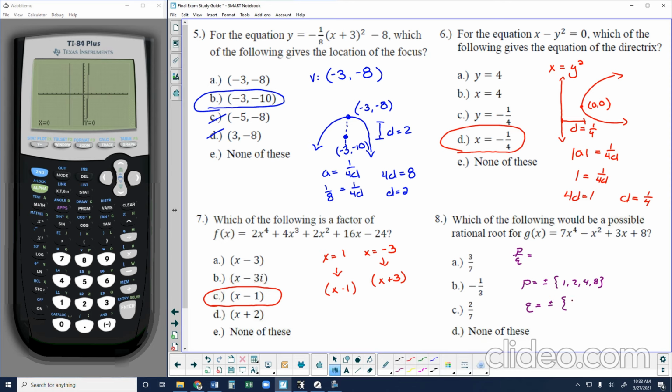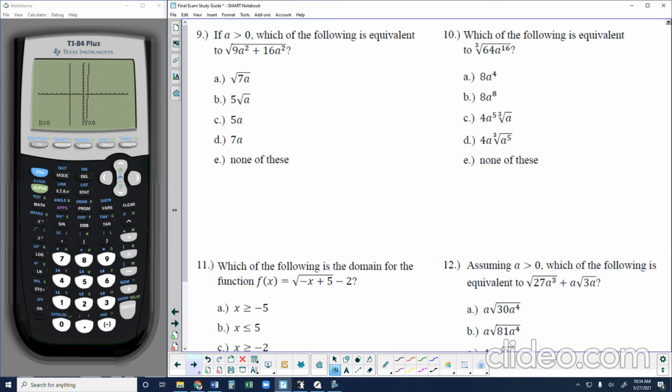So P over Q, all possible rational zeros. These aren't necessarily going to all be zeros, but this is the list of possible rational zeros for the polynomial: 1 over 1, 1 over 7, 2 over 1, 2 over 7, 4 over 1, 4 over 7, and 8 over 1 and 8 over 7. So all positive and negative versions of this set would be the possible rational zeros. And so what we see here is positive 2 over 7 exists in this list. That would be our possible rational root.